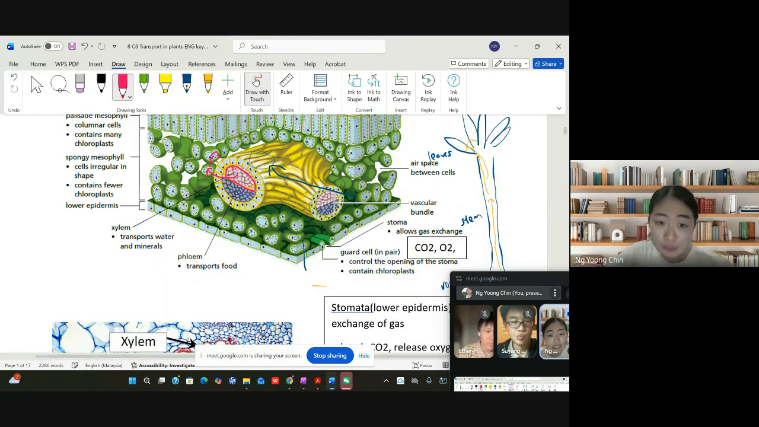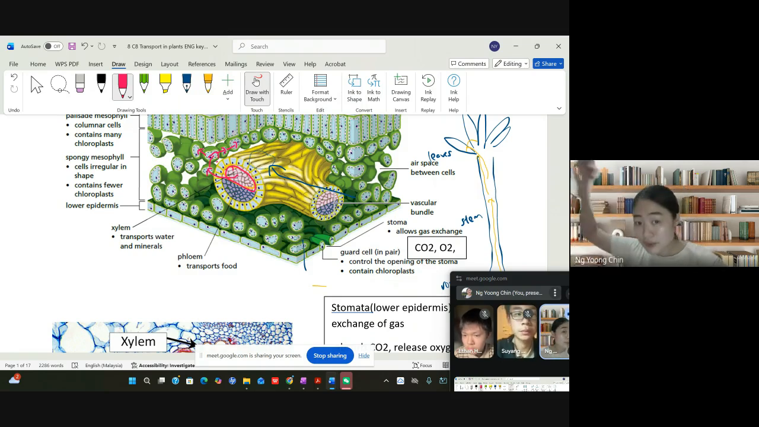Okay, so water gets into the mesophyll cell. Later, water can diffuse from one mesophyll cell, get into another mesophyll cell, get into another mesophyll cell, like in this way. So this process, in which a water molecule diffuses from one mesophyll cell to another, is by what? The process: osmosis, active transport, or diffusion?